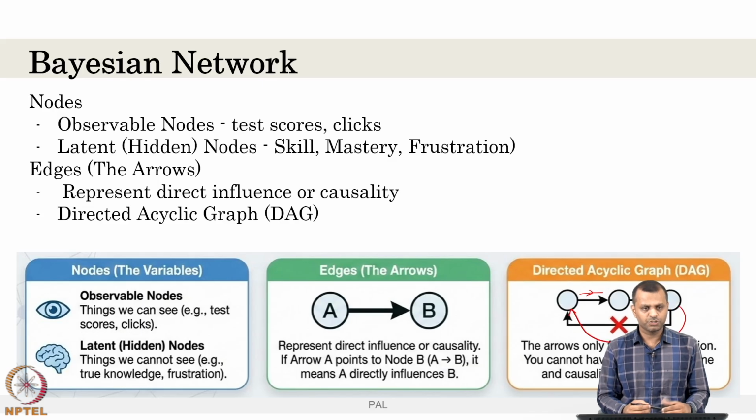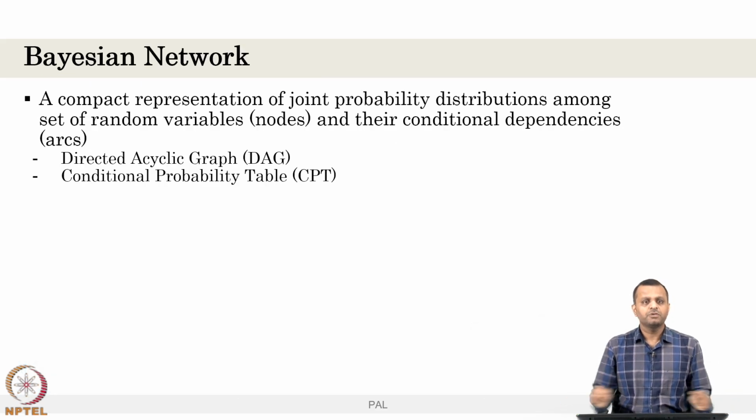It is represented using nodes and edges. Nodes mean variables. They can contain both observable and non-observable variables. Edges tell you the relationship between these nodes. Okay, I hope it is clear what a Bayesian network is. The compact representation of the joint probability distribution among a set of random variables and the conditional dependencies is called a Bayesian network. This is the proper definition.